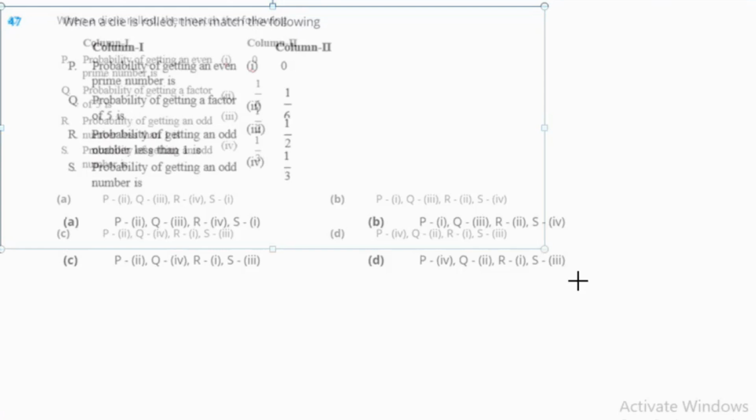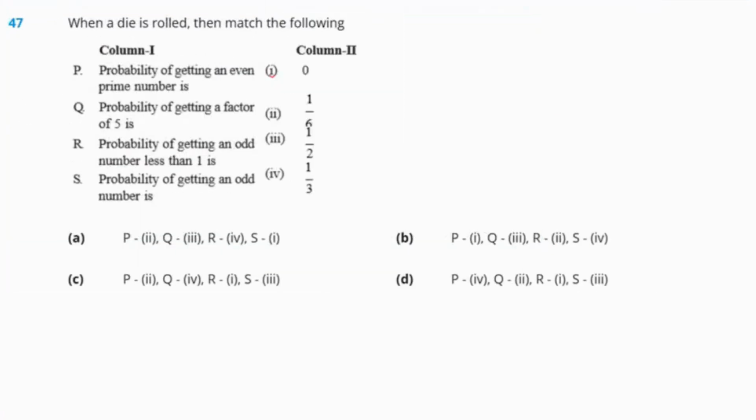The next question is where column 1 and column 2 are given to us. The probability of getting an even prime number is what? 1 by 6 only, which is 2. So for P, it is second. Probability of getting a factor of 5: the factor of 5 is 5 only, so that is again 1 by 6. Probability of getting an even number: it could be 2, 4 and 6, so 3 by 6, which is 1 by 2. So for that it needs to be secant.